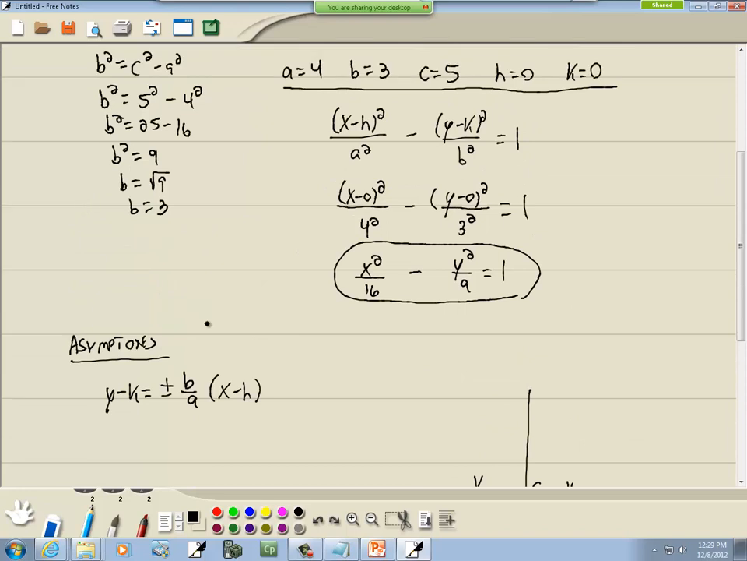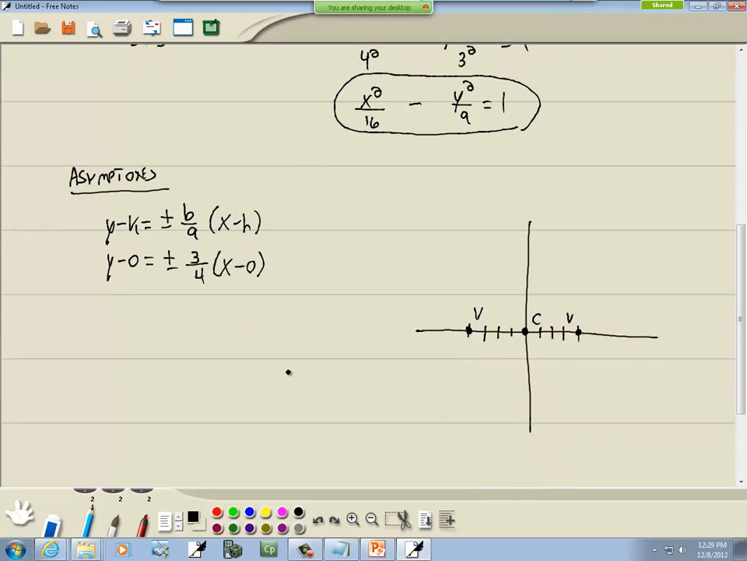I think we said that k is 0. So we got y minus 0 is equal to plus or minus b, which was 3, over a, which is 4, times x minus h, which is 0. So we're going to have y is equal to plus or minus 3/4 x for our asymptotes. Now again, if I were to put this in slope-intercept form, I'd have a plus 0 here, so our y-intercept is going to be 0.